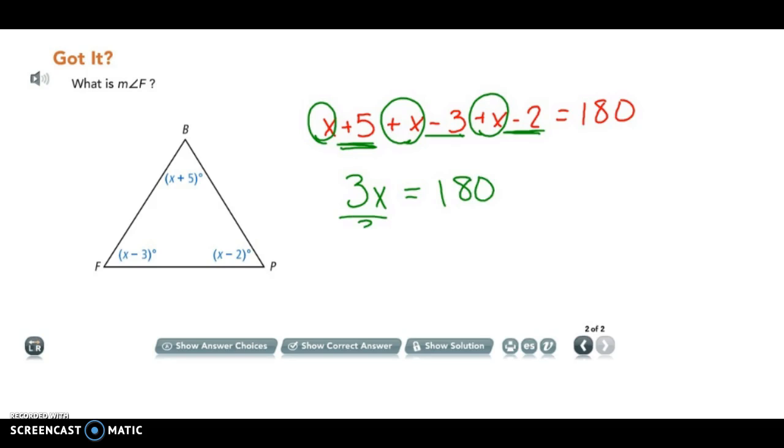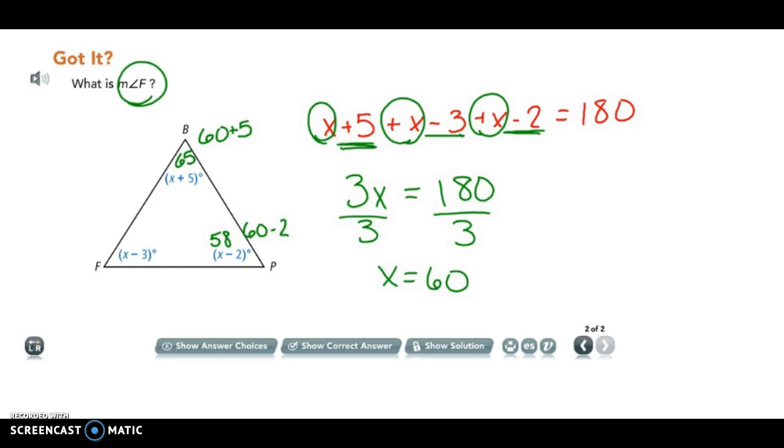This is being multiplied, so I'm going to undo it by division. So I have x equals 60. Now I have to go back through, and I'm going to just find the measure of each angle. I'm going to do 60 plus 5 is 65. 60 minus 2 is 58. And then the one that they actually wanted, which is the measure of angle F, is 60 minus 3, and that is 57 degrees.